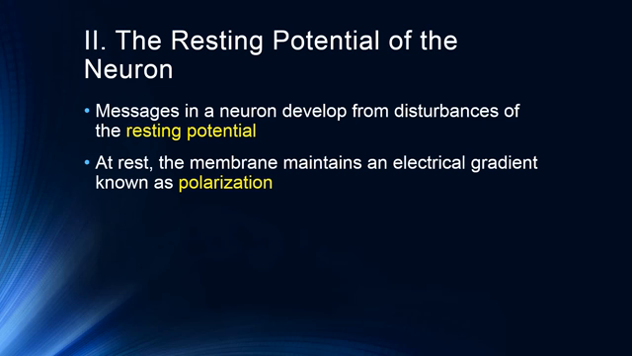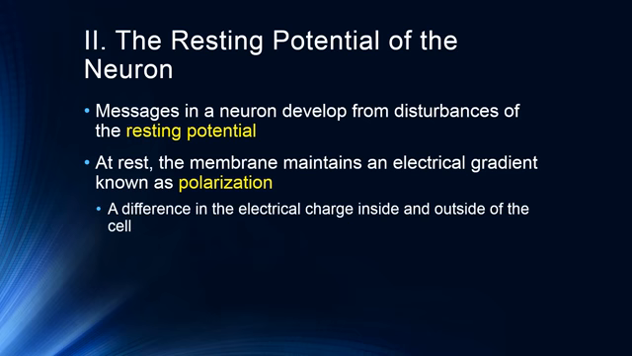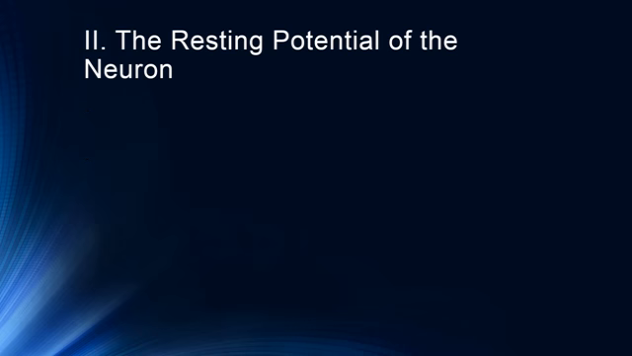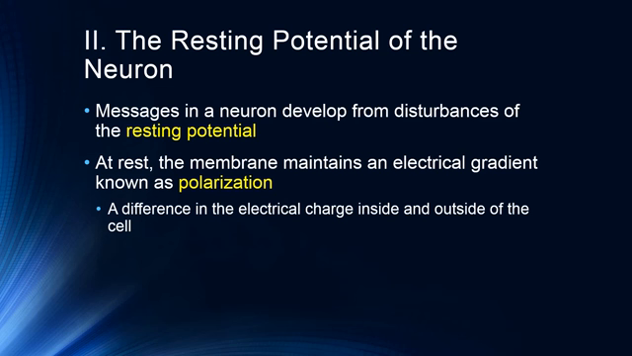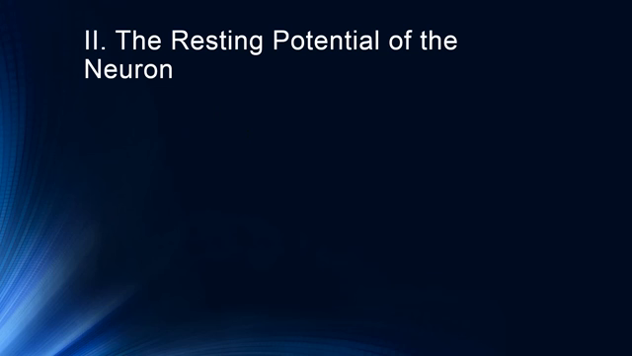The membrane is designed to keep the electrical potential difference between the inside and the outside of the cell at about negative 70 microvolts. So a difference in the electrical charge inside and outside of the cell is this polarization. This is an important property because the way an electrical signal is generated is by depolarizing the cell, by opening up ion channels that allow ions to flow in and out of the neuron. And we're going to talk specifically about how the membrane maintains that process and how that process unfolds throughout the generation of an action potential.